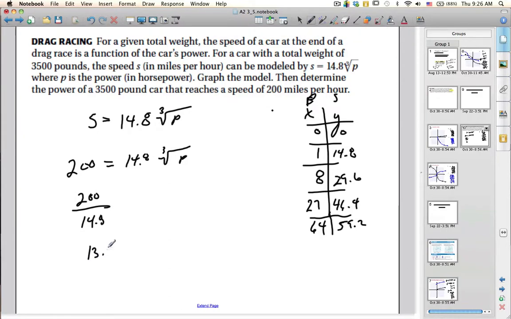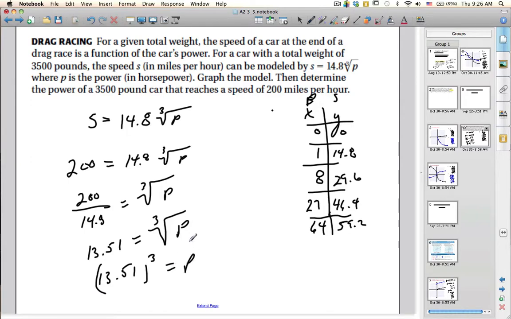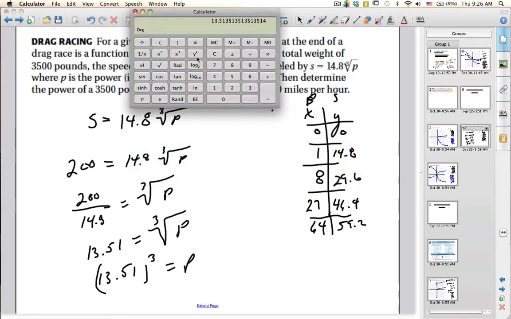So 13.51 would be equal to the third root of P. And then I would cube both sides of my equation. So if I go back to my calculator and cube it, it's 2467.77. So basically 2468.